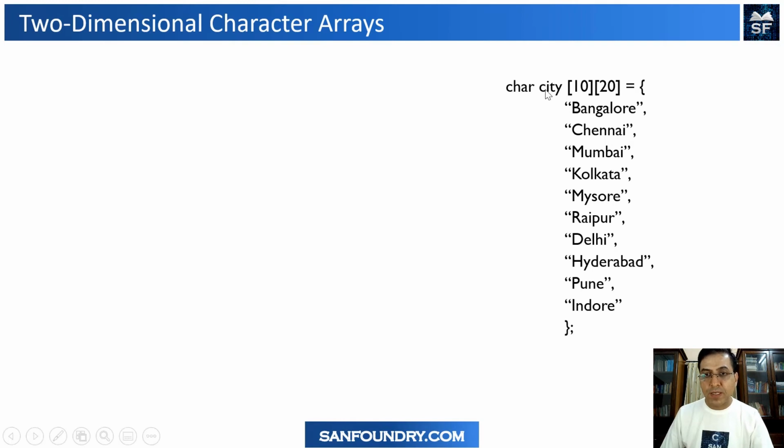So we have declared an array called city, having 10 city names here, and then we say it's a 10 by 20, right? So we are saying that it's a two-dimensional array. There are 10 rows here: Bangalore, Chennai, Mumbai, Kolkata, Mysore, Raipur, Delhi, Hyderabad, Pune, and Indore. And then we are saying that for each of these rows, the column width is 20, right? So that's what it is.